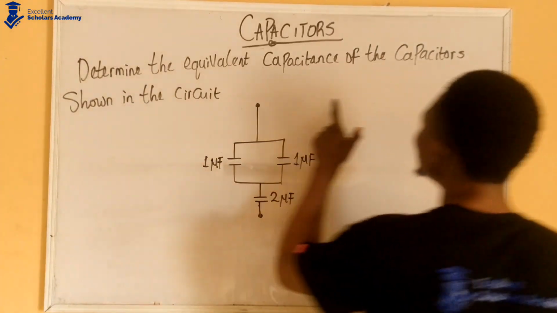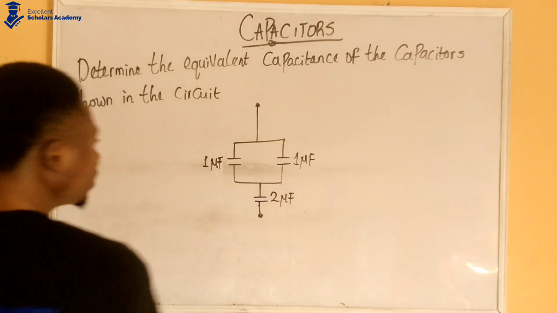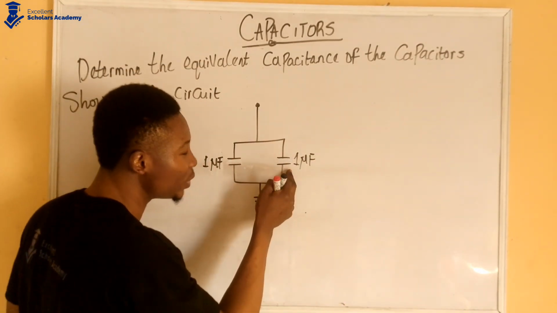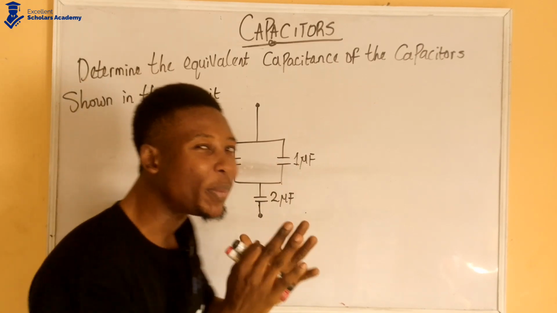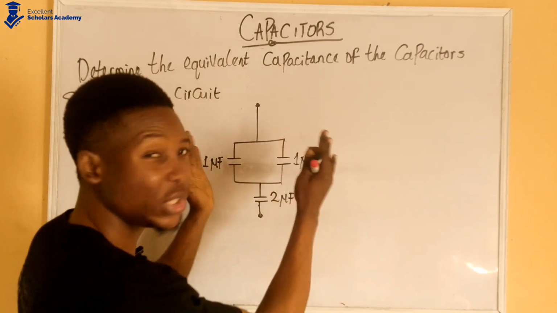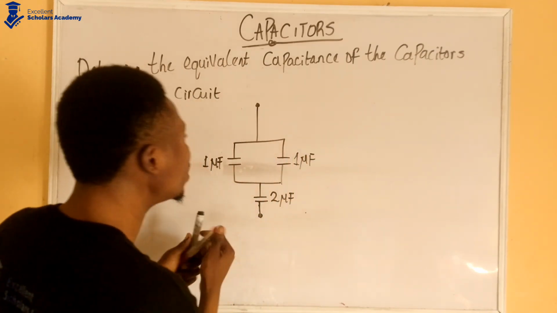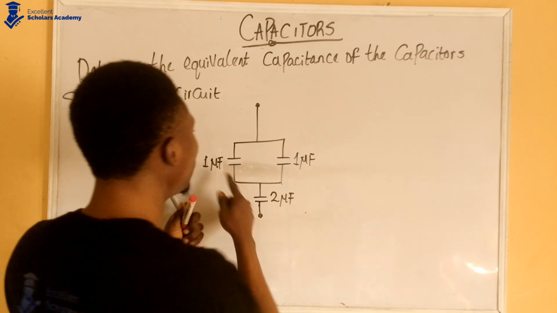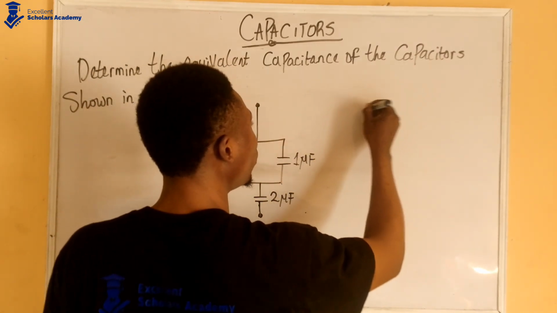Determine the equivalent capacitance of the capacitors shown in the circuit. Now, these capacitors, the 1 microfarad and this 1 microfarad, are in parallel because they are across each other. All right, so we're going to resolve them into a single capacitance. So now let's resolve them. That's going to be 1 plus 1. When you add them, that's going to be 1 plus 1. So it becomes this.